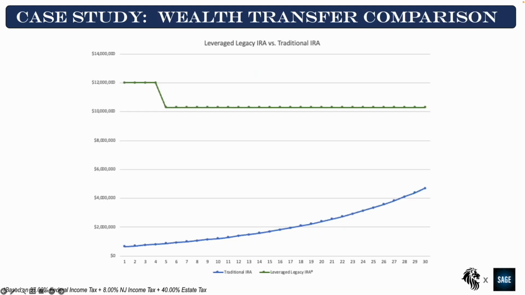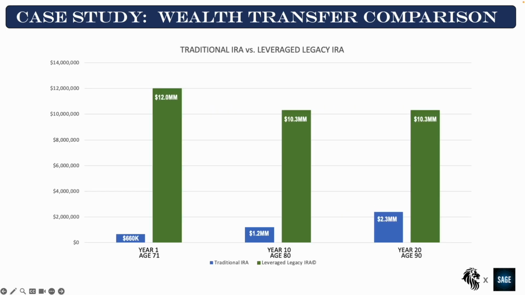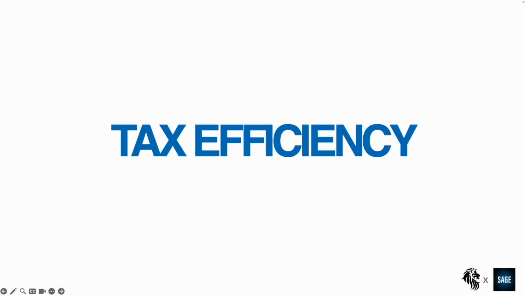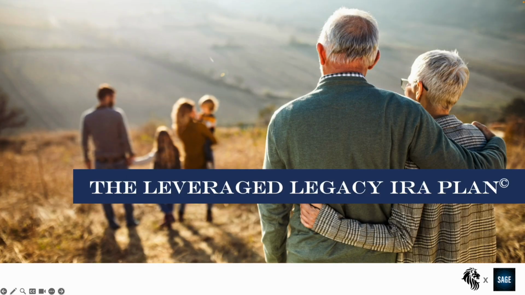Here's what it looks like over 30 years until the wife turns age 100. The blue line is the IRA's net after-tax value we just looked at, and the green line is the Leveraged Legacy IRA value with the premium finance life insurance policy using the rollover. So at age 90, the difference is $7.9 million in favor of the Leveraged Legacy IRA plan. At age 80, over $9 million, and initially at age 71, $11.3 million more benefit in the Leveraged Legacy IRA plan. So if you want more certainty, maximizing tax efficiency, and you'd rather have the green bars instead of the blue bars, consider the Leveraged Legacy IRA plan.